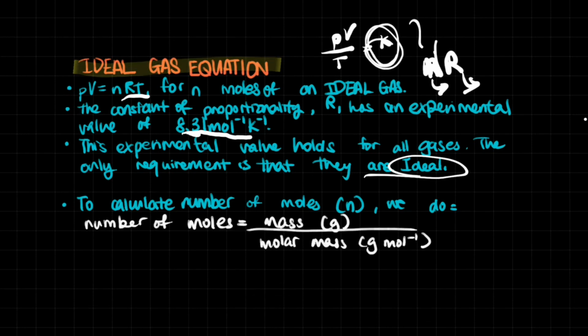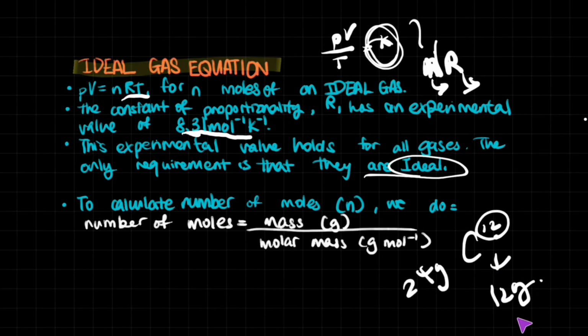The molar mass is basically, for example, if you have carbon-12, it has 12 nucleons. So it has 12 protons plus neutrons. And 1 mole of carbon-12 is going to give you 12 grams. So if I have 24 grams of carbon-12, then how many moles do I have? Well, 1 mole is 12 grams, so you divide by 12, you get 2 moles. It's as easy as that.